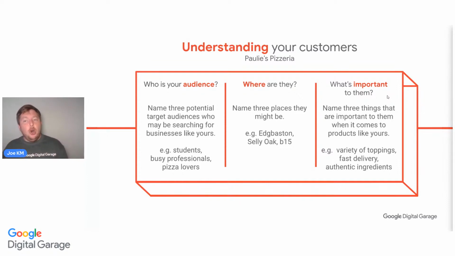So then what's important to them? And you might think, why do we need to know all this? Because essentially, if you're a busy professional, you want fast delivery. If you're a student, you might want a variety of toppings because there's loads of you. Can you do half and half pizzas? But if you're a pizza lover, I want authentic ingredients.